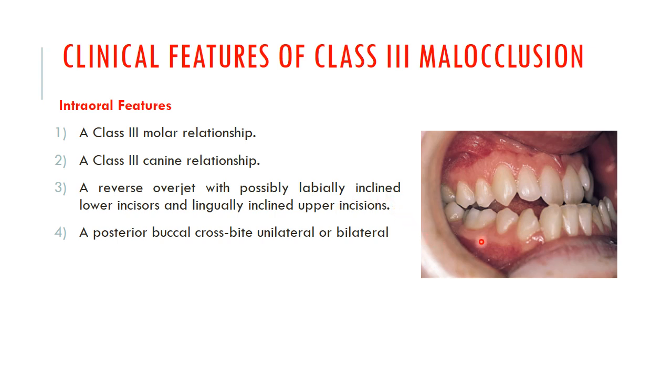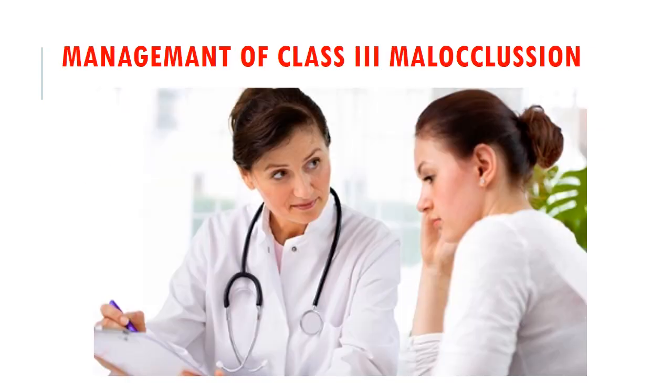The mandible is usually prognathic with an obtuse gonial angle and a prominent chin. Intraorally, the patient will have a class 3 molar relationship, a class 3 canine relationship, and a reverse overjet, with the possibility that we will have labially inclined lower incisors and a retroclination of the upper incisors. Also, the patient will have a posterior crossbite, buccal crossbite, either unilateral or bilateral, because the larger part of the lower arch is occluding with the narrower part of the upper arch.